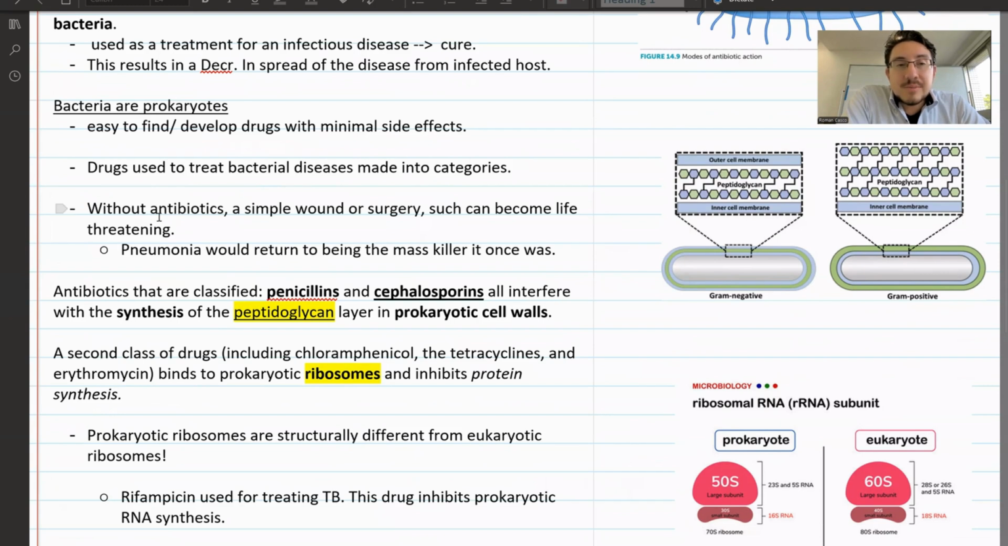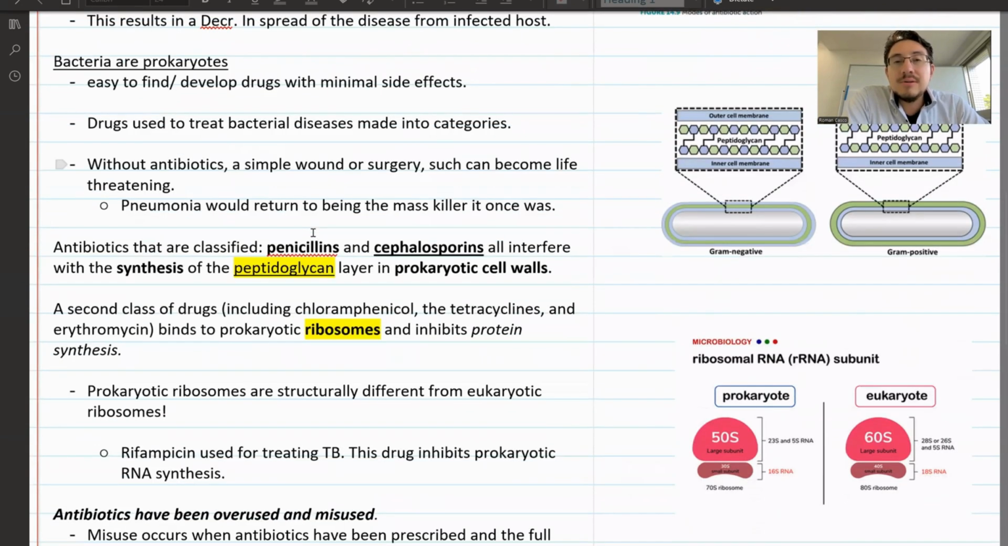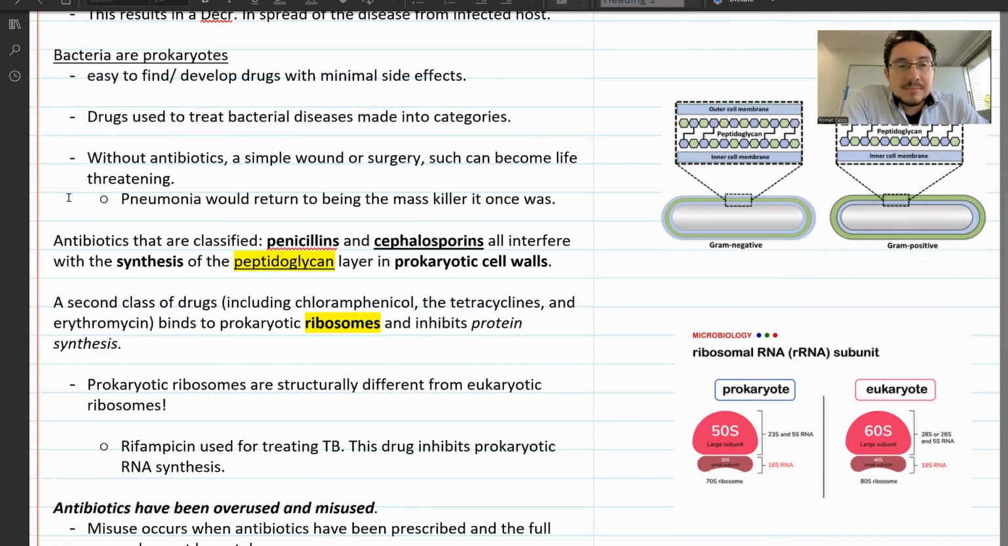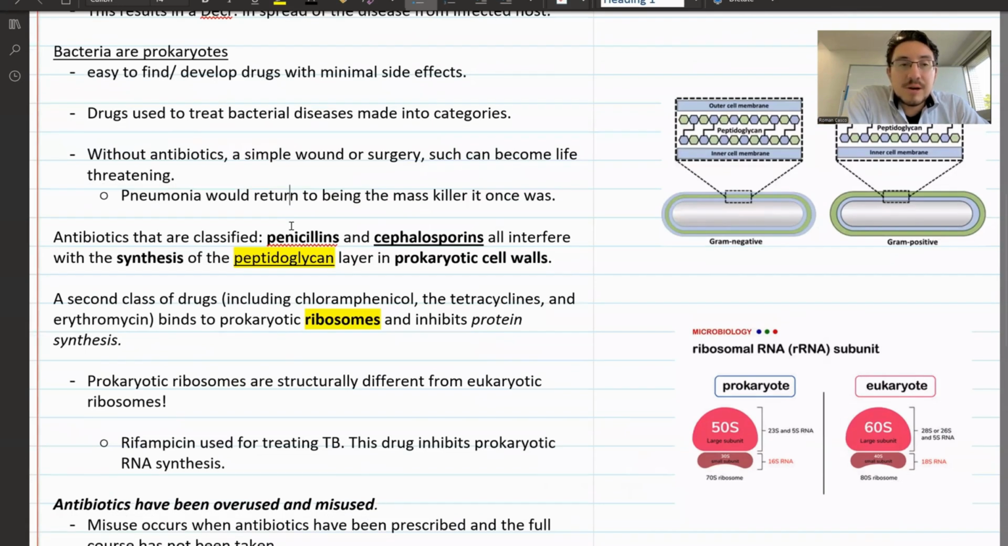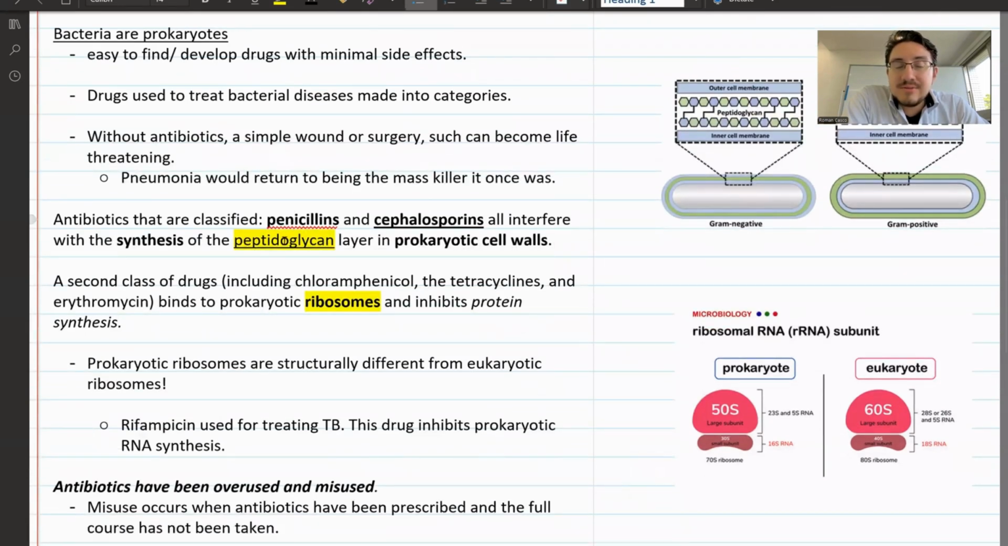If we didn't have antibiotics, a simple wound or surgery could become life-threatening, and it used to be like that before the advent of medicine. Very famous is pneumonia, a bacterial respiratory infection that would return to being a mass killer. With too much bacterial infection in your lungs, you can't breathe, and everything becomes very viscous. Antibiotics can be classified as penicillins or cephalosporins, depending on what you're focusing on. In these two cases, they interfere with the synthesis of the peptidoglycan layer of the cell wall.